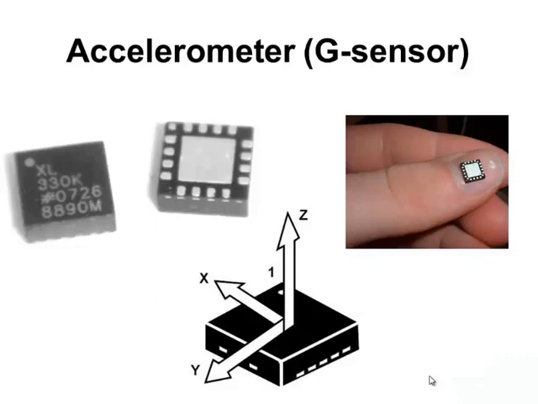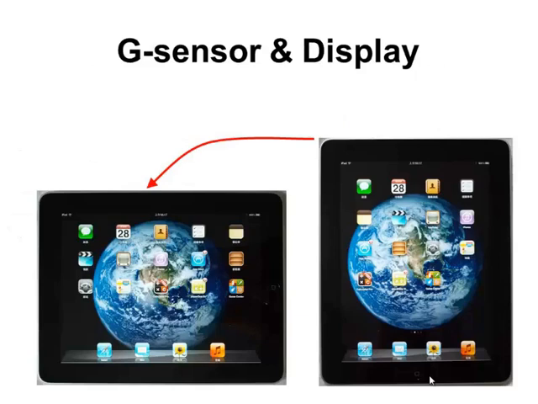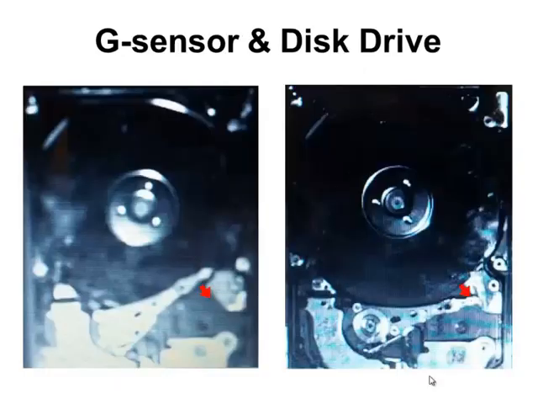The main sensor is the accelerometer, also known as the G sensor. Now the G sensor can be packed in a very tiny package. It is very small, but many sensors can sense G-force or acceleration in three directions. I think the most popular application is in the iPad or iPhone. You change the angle, and the display senses the change of the G and changes the display.